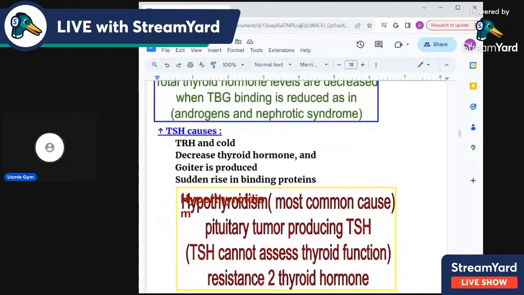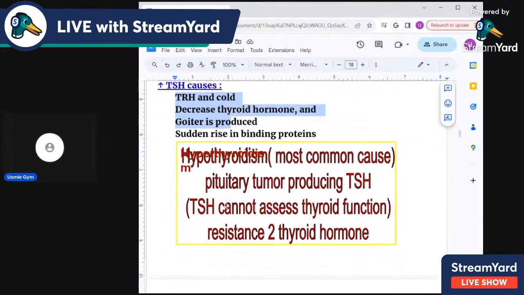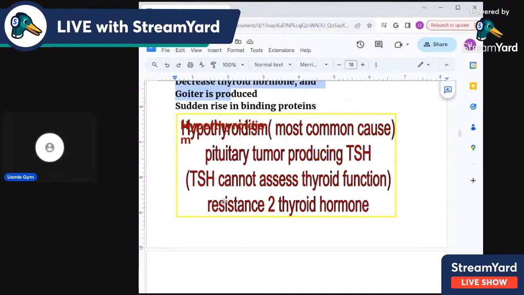So, what are the causes of increased TSH? Increased TSH occurs when there is increased TRH, in cold (it increases in cold and decreases in heat), when there is a decrease in thyroid hormone, when goiter is produced, or when there is a sudden rise in binding protein. Hyperthyroidism is most commonly caused by a pituitary adenoma producing TSH.